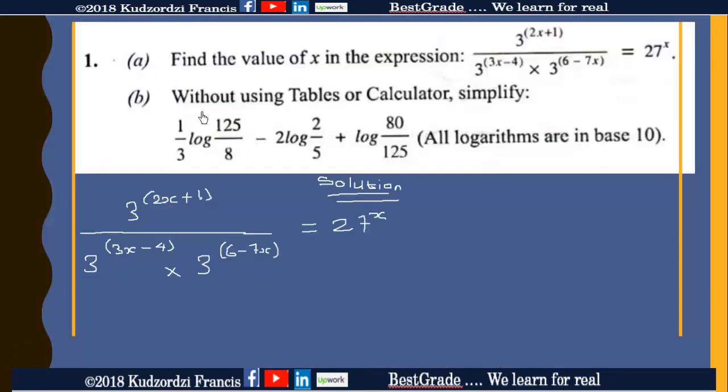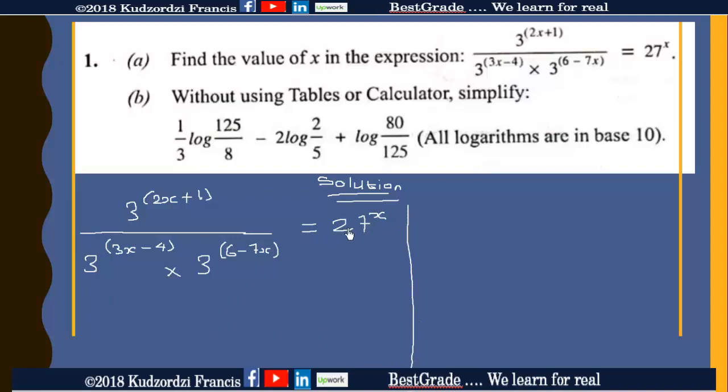Question 1a. Find the true value. Find the value of x in the expression 3 to the power 2x plus 1 all over 3 to the power 3x minus 4 times 3 to the power 6 minus 7x equal 27 raised to the power x.